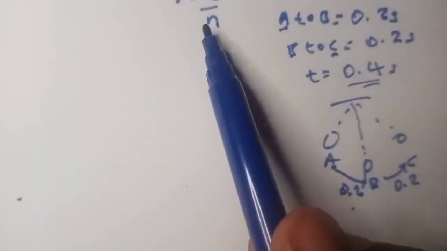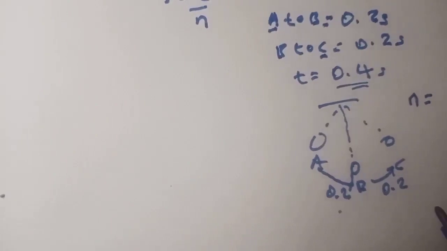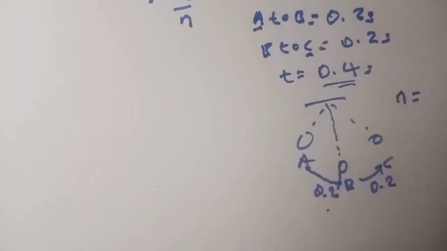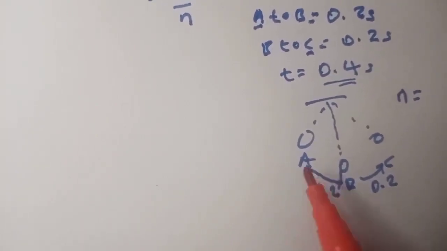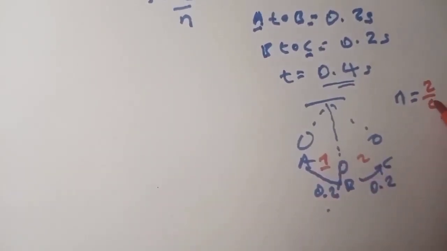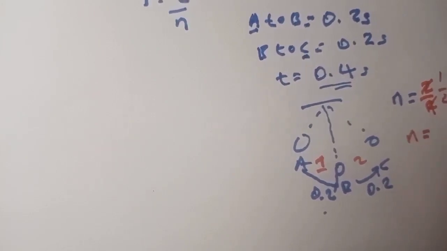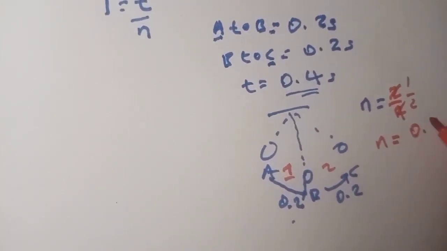So to find N now, we count the number of swings. It swung from A to B, this is 1, and B to C, this is 2. So this is 2 over 4, and you can reduce it: 2 goes into 2 once, 2 goes into 4 twice, so N is equal to 0.5.